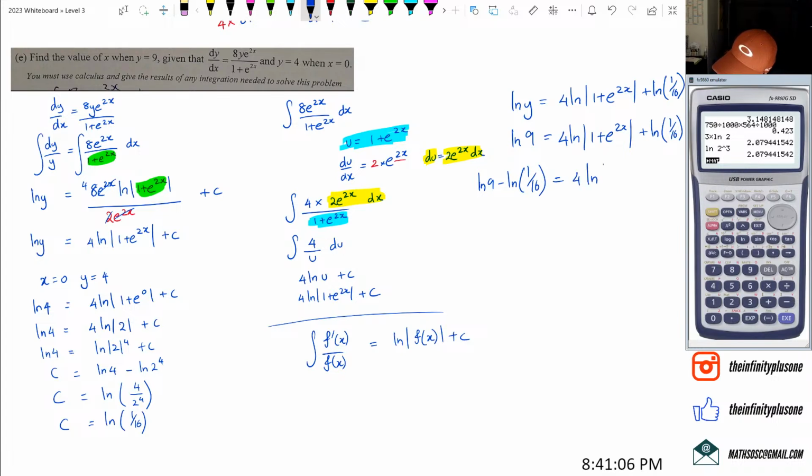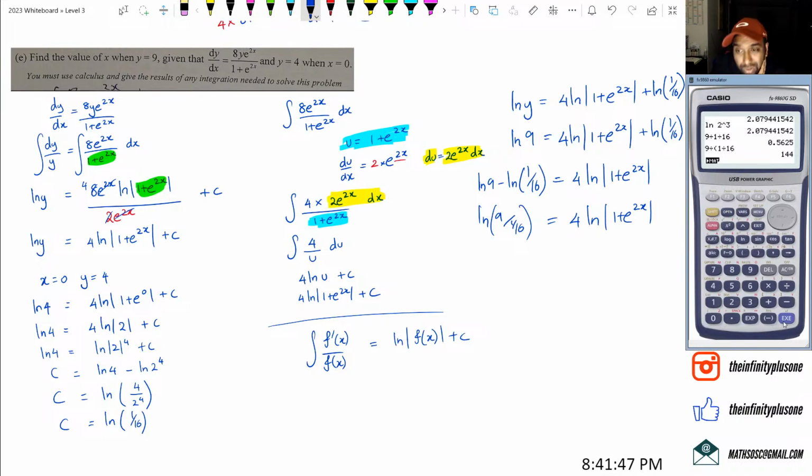is equal to 4 ln of (1 plus e to the power of 2x). ln of 9 minus ln of 1 over 16 gives ln of 9 divided by 1 over 16. So that's going to be 9 divided by 1 over 16, what have I done here? Let's just try this again: 9 divided by 1 over 16. Should have got 144, so I will leave that there. ln of 9 divided by 1 over 16 equals 4 ln of (1 plus e to the power of 2x).